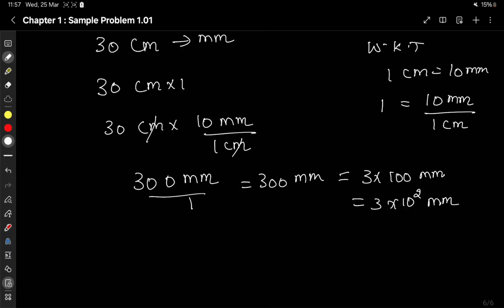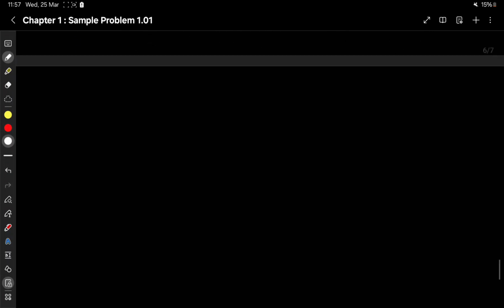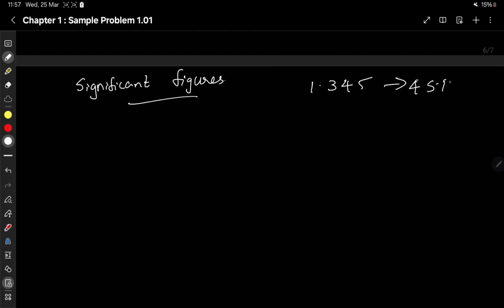One more thing we will look into is significant figures. Like in this book, if a problem involves some number like 12345, then we will consider all the digits as significant digits. Here, 4 significant digits, like also 4 significant figures.